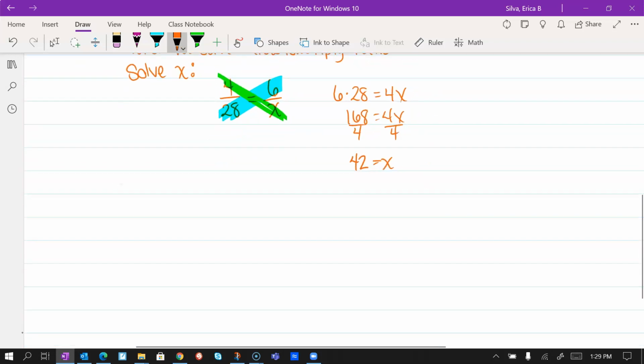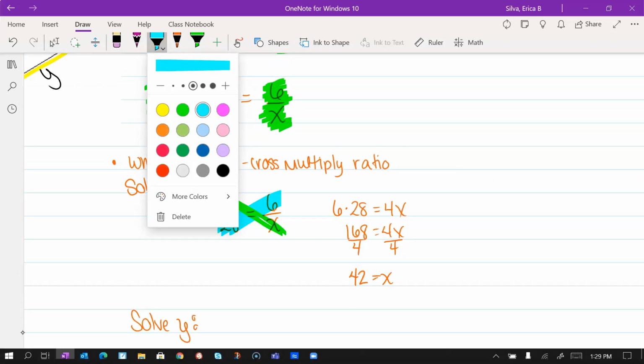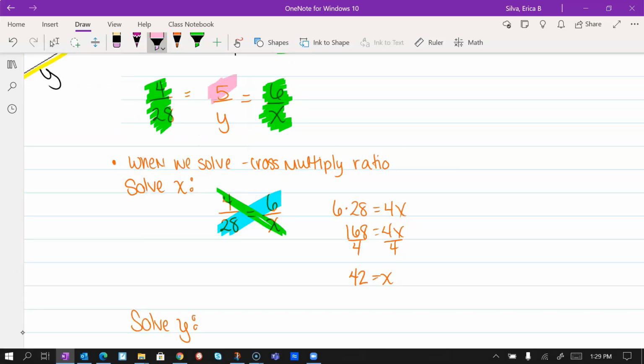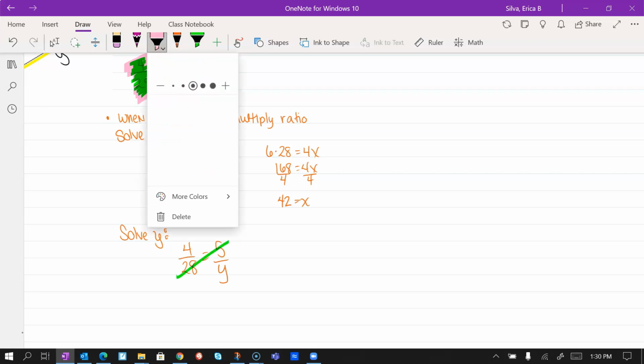Now let's solve for y. So we're going to go back to our 3 ratios. Now we're going to look at the ratio with the y. And I'm going to use the same ratio that has the number in the numerator and the denominator. So we've got 4 over 28 equals 5 over y. And then again, we're going to cross multiply.